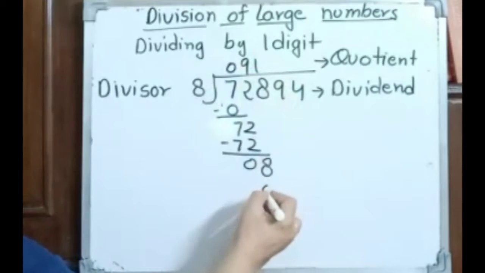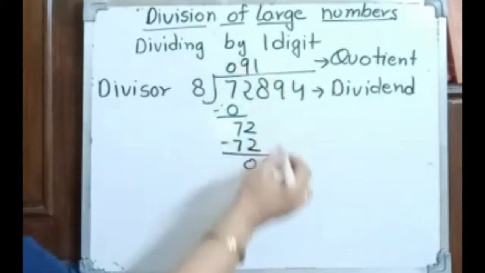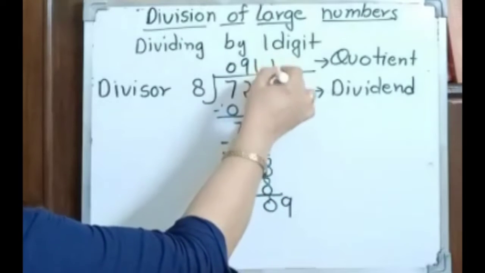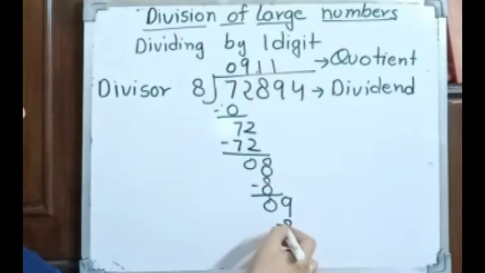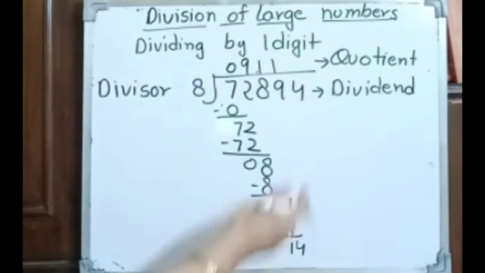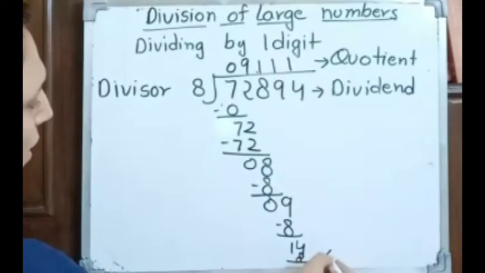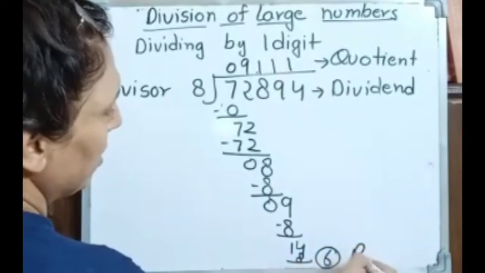8 ones are 8. So now look at the positions here: 0 here, 9 here, 1 here. Now take 9. So 8 ones are here, we have to put it like that. 8 ones are 8. So here we have 1, 4. 8 twos are 16, which is more than 14. So we will go again for 1. So here we have 8. So the remainder is 6. 6 is the remainder.